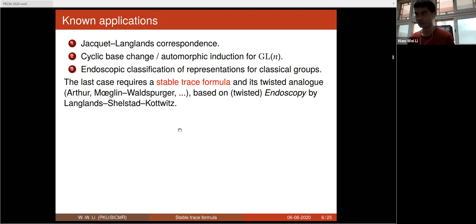So the last case requires actually a stable trace formula and some twisted version. So that's finally completely justified by the work of Moeglin-Waldspurger. And the basic formalism of stabilization is based on so-called endoscopy, twisted endoscopy. And this is the story of known results concerning linear reductive groups.